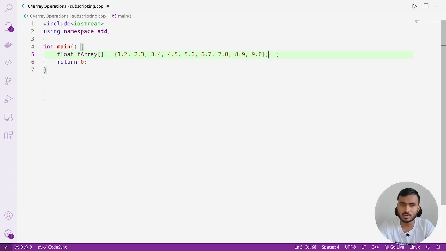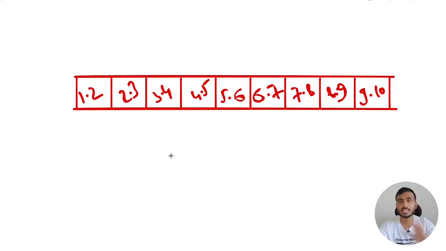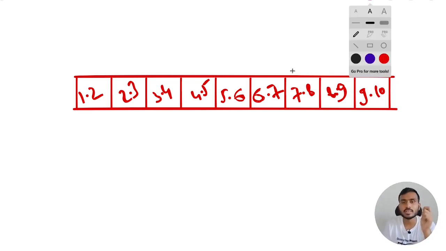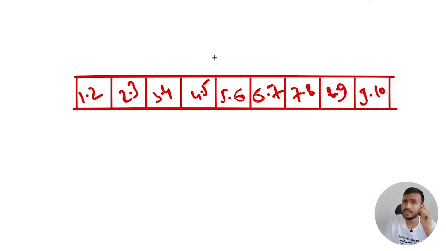Let me go back to the whiteboard and let's understand how this array actually looks in memory. This is how this array will look. We have 9 elements: the first element, second, third, fourth, fifth, sixth, seventh, eighth, and ninth. Now let me tell you one important thing, very interesting. We have one important term in arrays which is called the index of an array. Let's understand what the index of an array is.